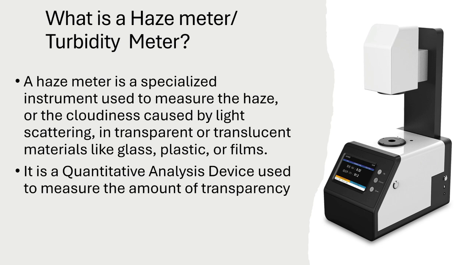So now that we know the two main terms, what is a Haze Meter, also known as a turbidity meter? A Haze Meter is basically specialized equipment which is used to quantify light scattering and transmittance. It evaluates how much a material causes light to scatter, thereby determining the material's transparency. This is particularly crucial for quality control in industries that rely on optical clarity, such as automotive and packaging.